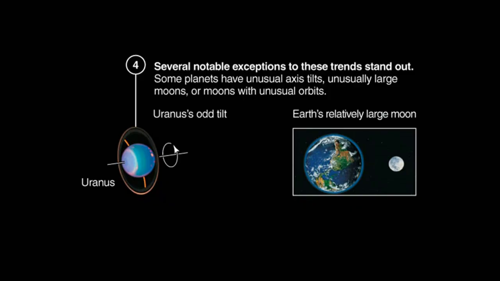And then compared to all of the other moons in the solar system, the Earth's moon is actually relatively large compared to the size of the planet that it's orbiting. So there are moons in the solar system that are larger than our moon, but they are much smaller than the planet they're orbiting. So again, when we come up with our theory for how the solar system formed, we need to explain these exceptions to the rules.